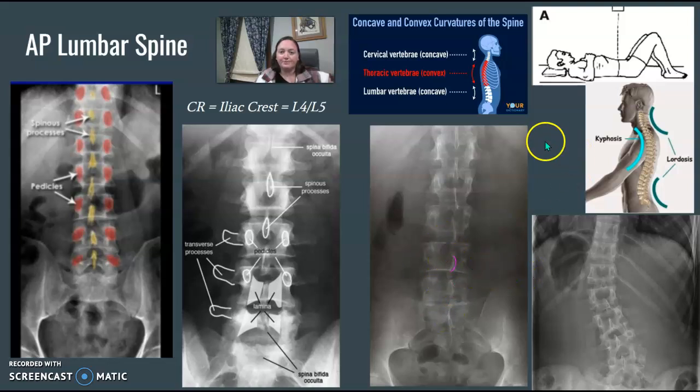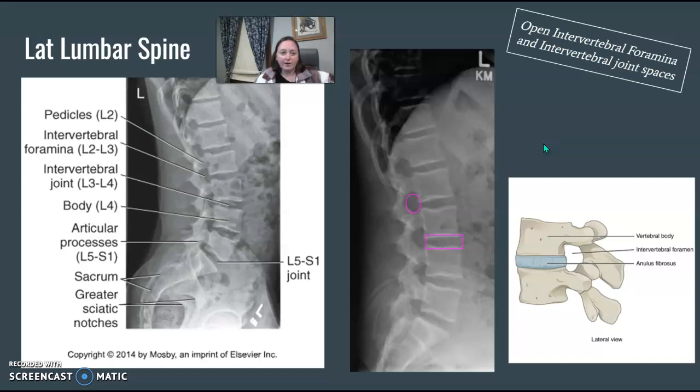the two vertebrae. Your lateral lumbar spine, we should have the vertebrae in lateral position. We should be seeing single borders. On a well-positioned lateral lumbar, we're going to have open intervertebral foramina, and the disc spaces will also be open as well. So that's what we want to see. We want to see foramina, or I call them the O's, and that's what will be open there.